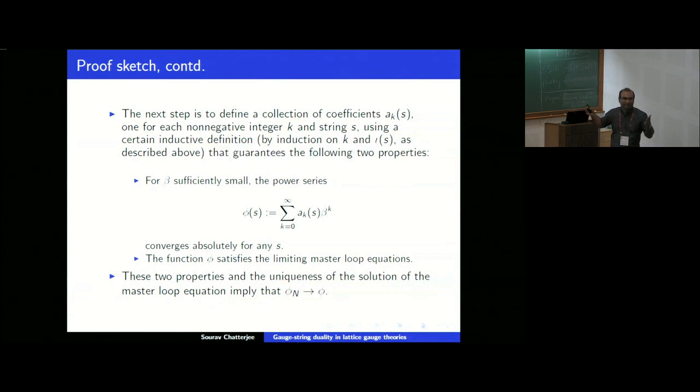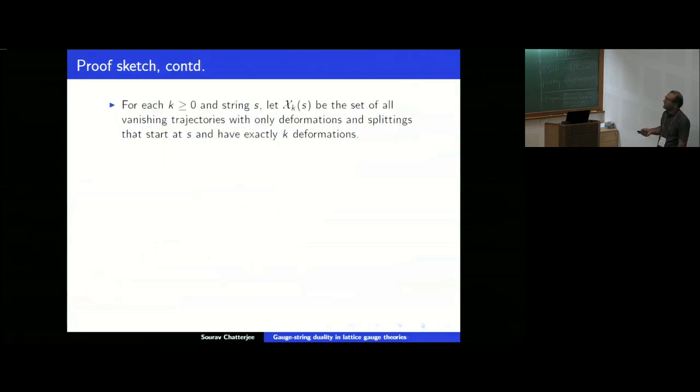Using this concept of the index of a string, you show that these a_k's can actually be defined inductively. So if you have a computer, you can write a program that defines these a_k's inductively. And when you have this definition, since it was derived a priori with the knowledge of the master loop equation, you can show that this will satisfy the master loop equation, and by the uniqueness theorem, you show that this is the correct limit.